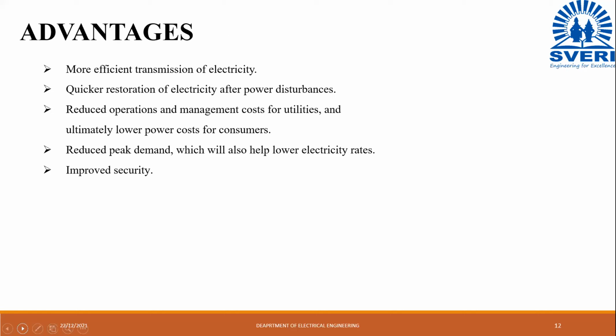Thank you, Deepali. I would like to continue the next part. The advantages of the smart grid energy storage system: when a bulk of power is generated from the source for transmission, this method is more efficient. After power disturbances, it quickly restores the electricity, and it is a very efficient method. It reduces the cost of utilities and also reduces the peak demand. It has two-way distribution.